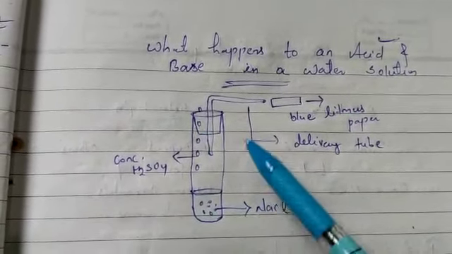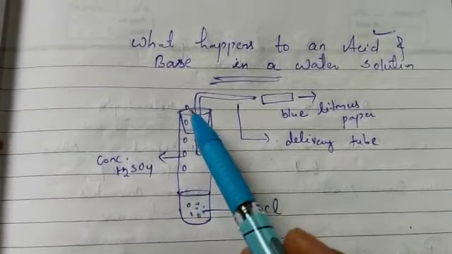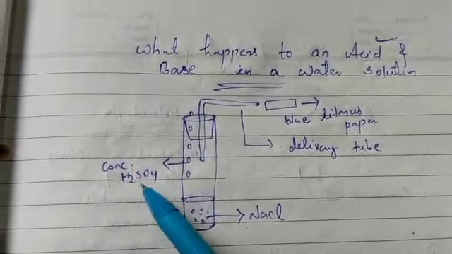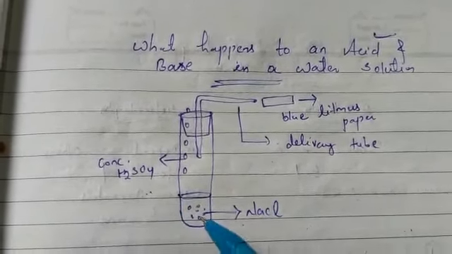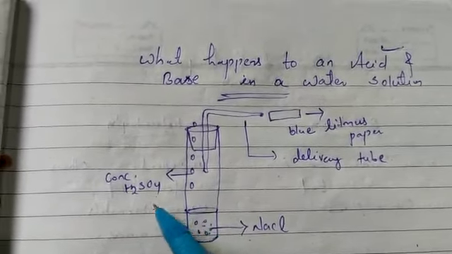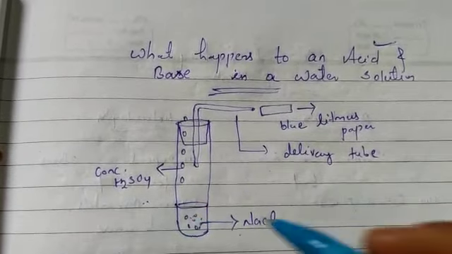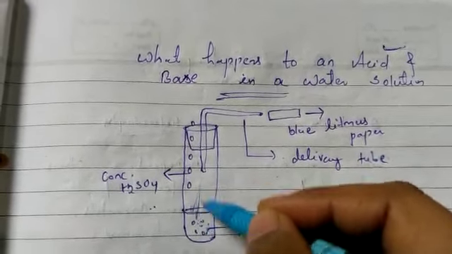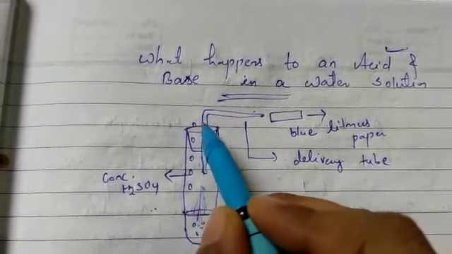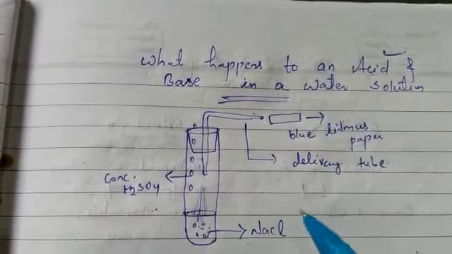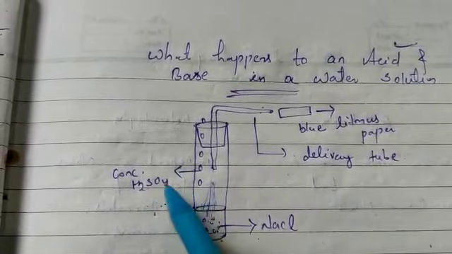For that, in a test tube we will take a few grams of sodium chloride, and drop by drop we will add concentrated H2SO4, concentrated sulfuric acid. When you add concentrated sulfuric acid drop by drop to sodium chloride, you will see some gases evolved. The gases will be collected through a delivery tube, and here you can see that sodium chloride and concentrated H2SO4 are coming in contact with each other.